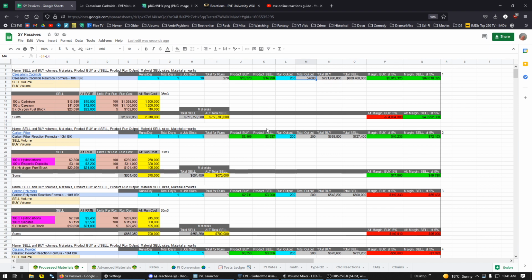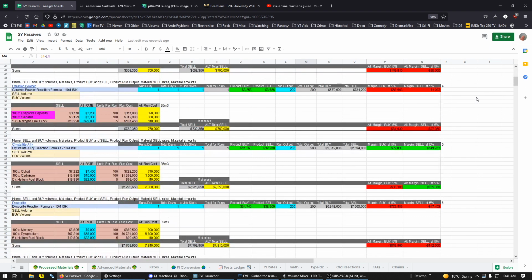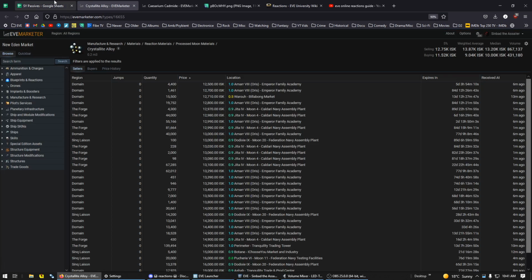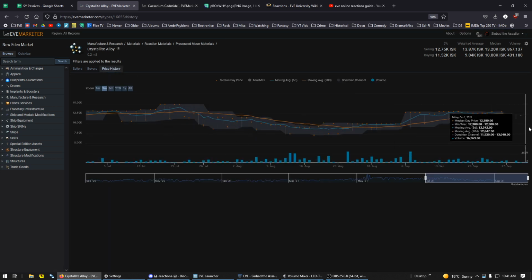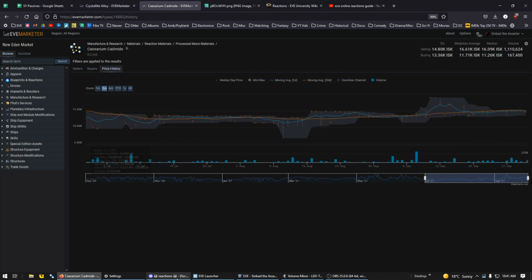So this is how we do this analysis and target the reaction that's most profitable for us. As we go down this list, we find the highest profit margin and we investigate. Crystallite alloy, let's look at this. We're making 54,000 a day on this reaction. And it looks like there's not that much movement, maybe 40,000 a day average, kind of tanking over here. So it could maybe handle one person doing that.